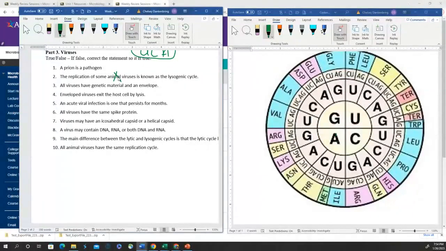All right. So we're going to talk about those in more detail in a minute. Okay, so we're going to keep going. Number three, all viruses have genetic material and an envelope. True or false? Don't push enter. Do all viruses have genetic material and an envelope? 3, 2, 1, go. All right, this one is false. What is the incorrect word here?